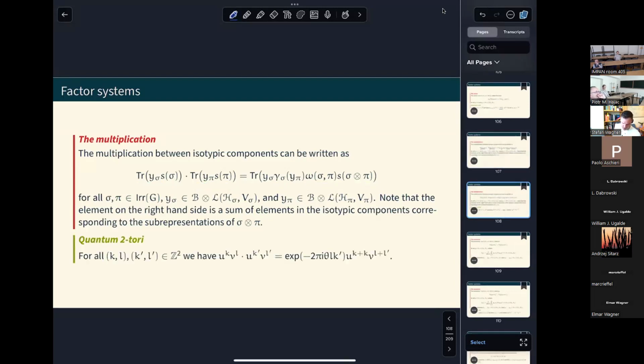And then again, for the quantum tori, it's kind of obvious here, right? There are no gammas, and this is exactly the omega that you expect here.